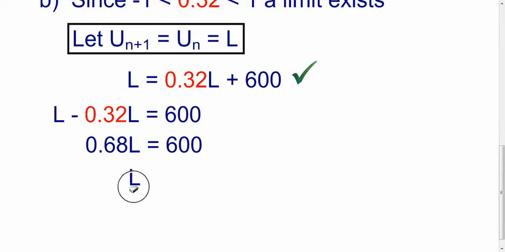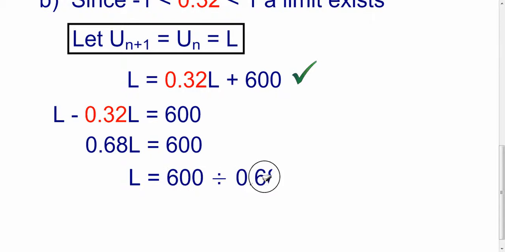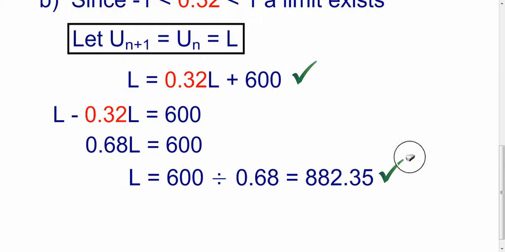What do we do at this point? Well, to work out L, you would divide by the number in front. For example, if this is 3L equals 600, you would have no problems with dividing by 3. It's the same as there's a decimal here, so we do 600 divided by 0.68. You've got a calculator, so that comes out to 882.35 to 2 decimal places for a mark.